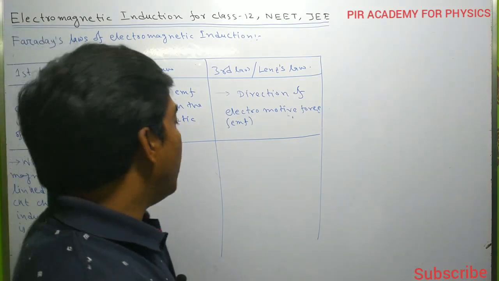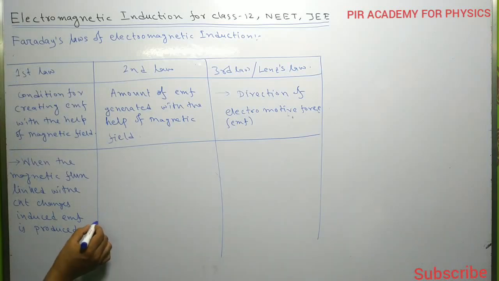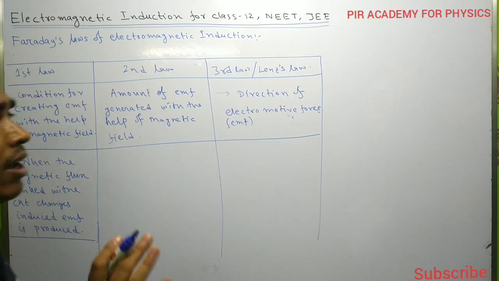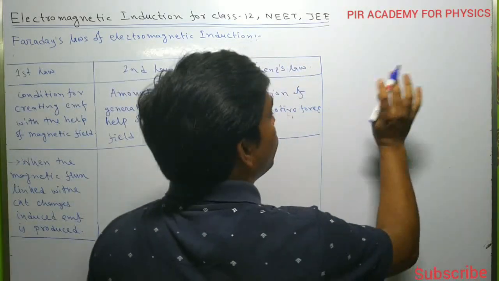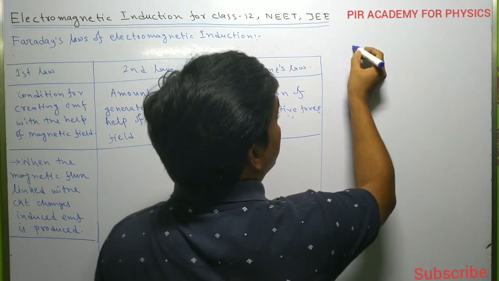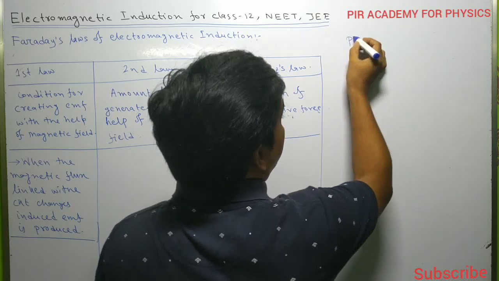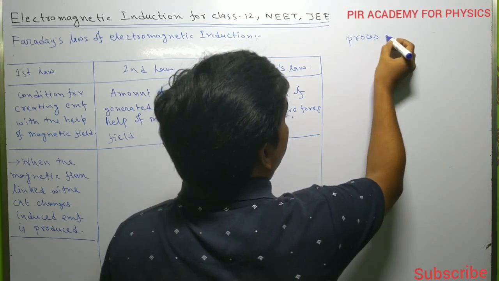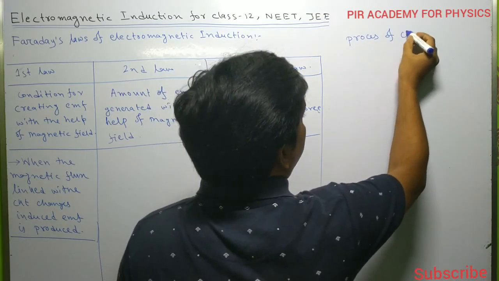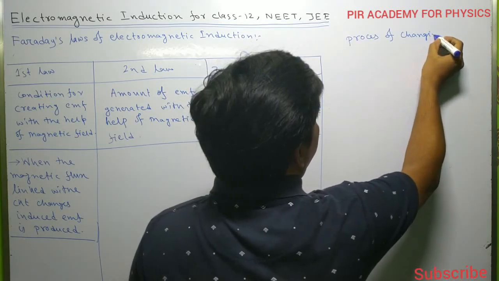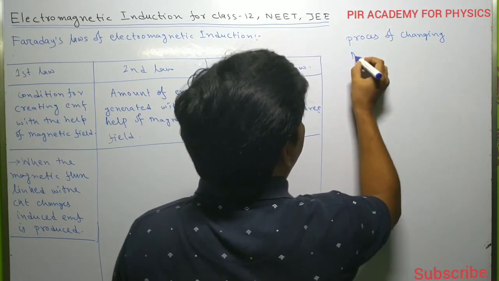So how do you change the magnetic flux? That means suppose there are two conditions. That means the process of changing magnetic flux.